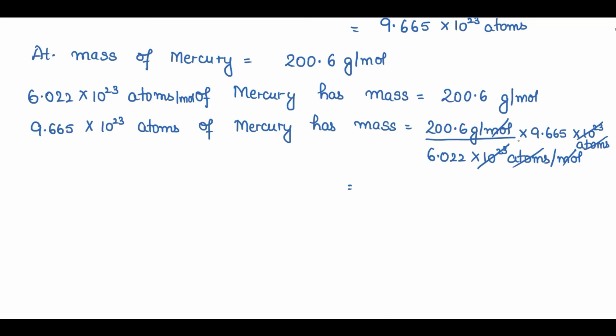So 200.6 into 9.665, the answer will be 1938.8. Now divided by 6.022, units gram only. So when you divide 1938.8 by 6.022, the answer will be 321.95 gram. That means the 9.665 into 10 raised to power 23 atoms that are present in 64.2 grams of calcium will have weight 321.95 gram in case of mercury.